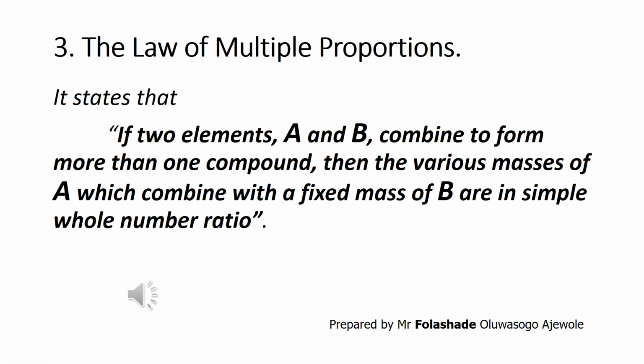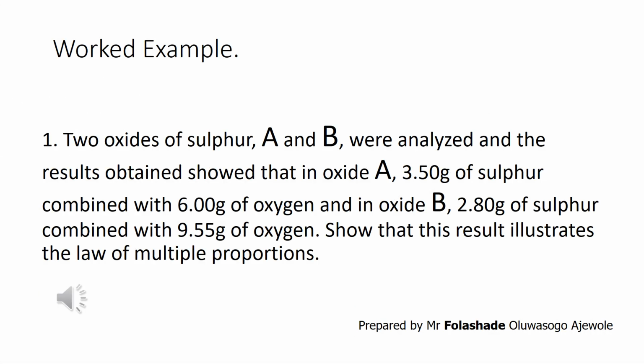The third law of chemical combination is the law of multiple proportions, and it states that if two elements A and B combine to form more than one compound, then the various masses of A which combine with a fixed mass of B are in simple whole number ratio. Again, let's quickly consider a worked example.